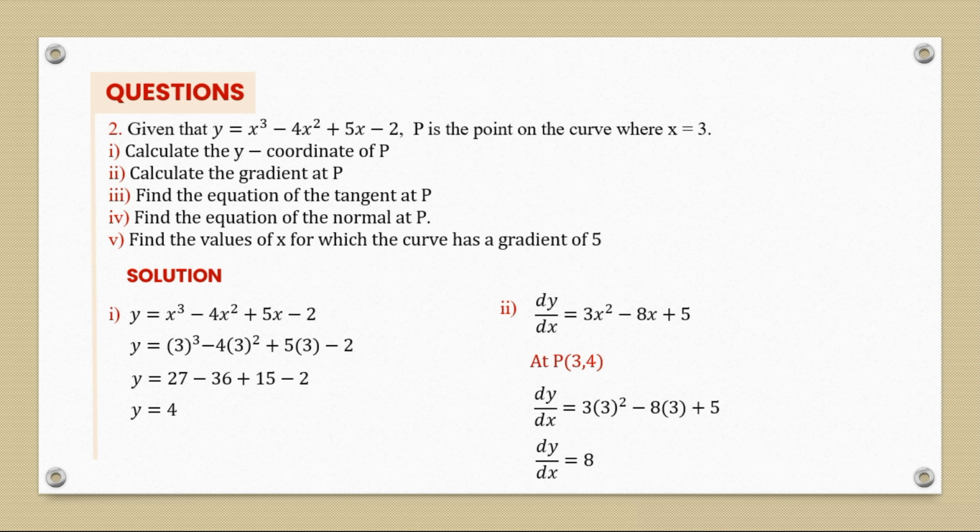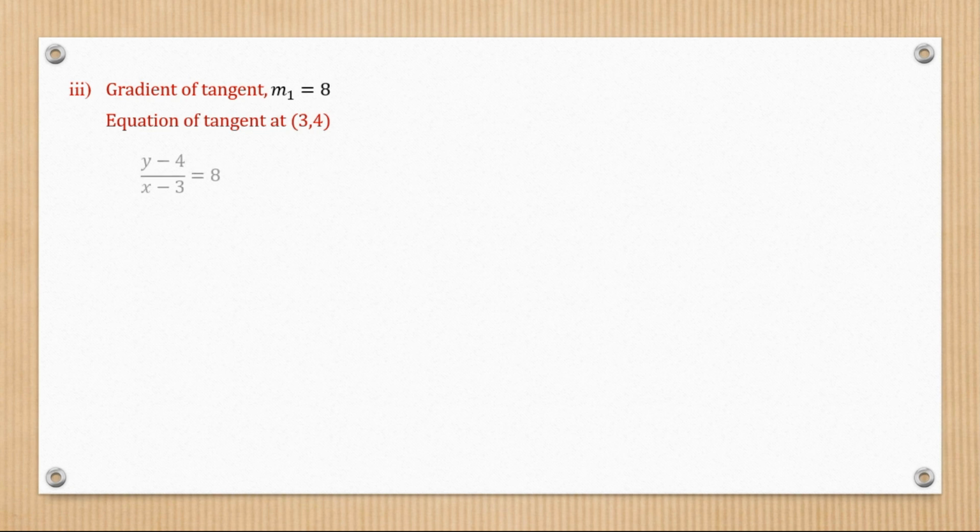So next, we're being told to find the equation of the tangent at point P. Alright, so first of all, the gradient of the tangent m1 shall be equal to 8, because we've already seen that the gradient of the curve at that point is also 8. So to find the equation of the tangent at (3, 4), we'll have (y - 4)/(x - 3) being equal to 8. So when you cross multiply, I'll have y - 4 being equal to 8x - 24, of which if I make y the subject, y shall be equal to 8x - 24 + 4, which is y equal to 8x - 20. So that is the equation of the tangent at point P.